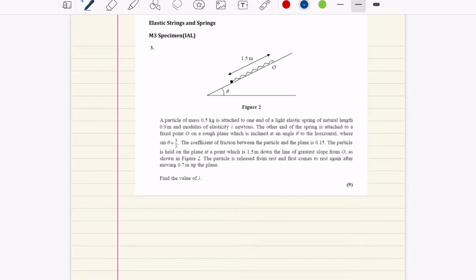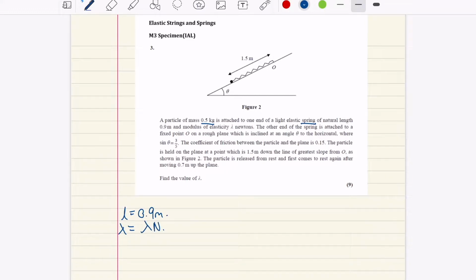A particle of mass 0.5 kg is attached to one end of a light elastic spring, which is really important, of natural length 0.9 meter. So L is equal to 0.9 meter. And modulus of elasticity, lambda Newton.